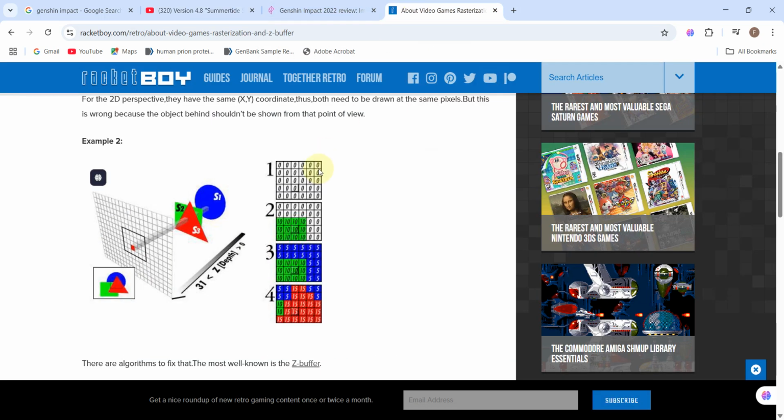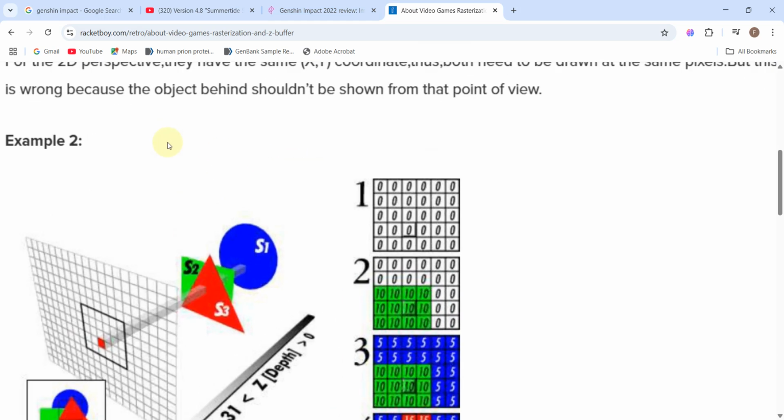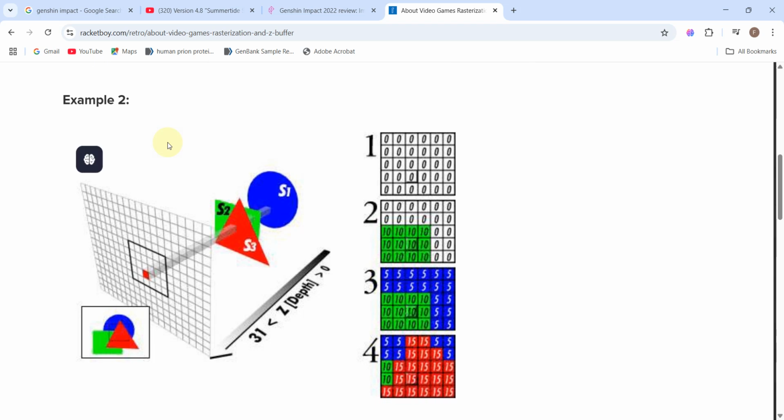Coming back to the example. Here you can see a simple 2D plane example which I tried to explain in the previous videos as well, but today I'm going to explain it in relation to these Genshin Impact scenes. So first, let us keep things simple and understand with the plane shapes again.